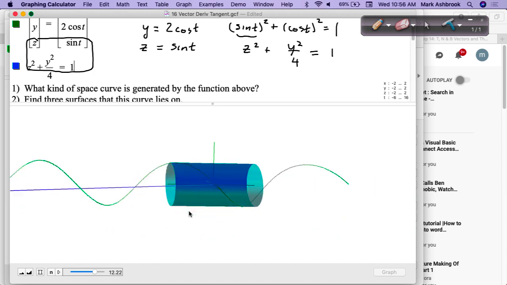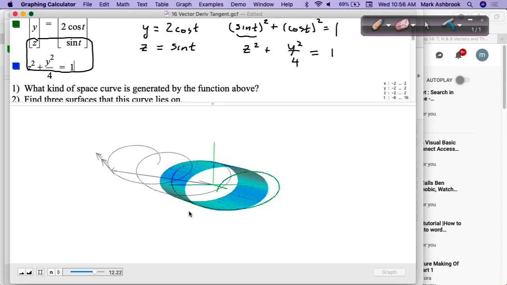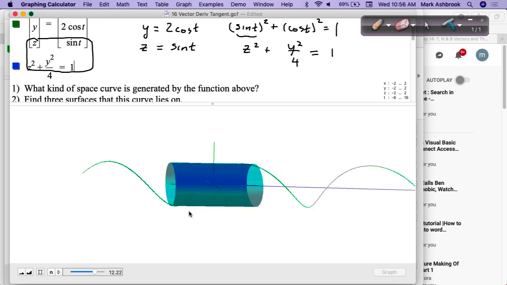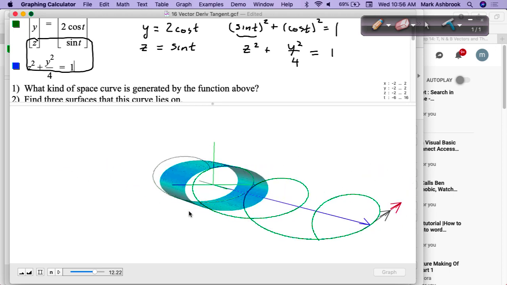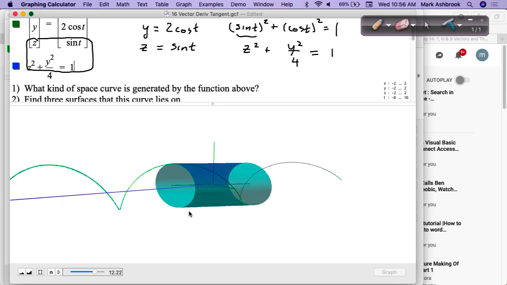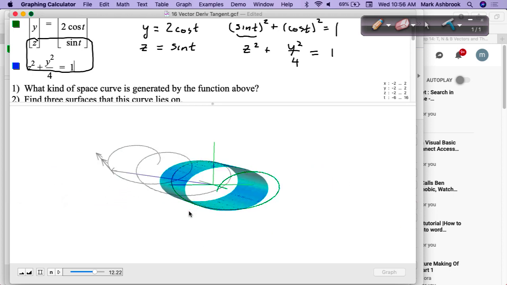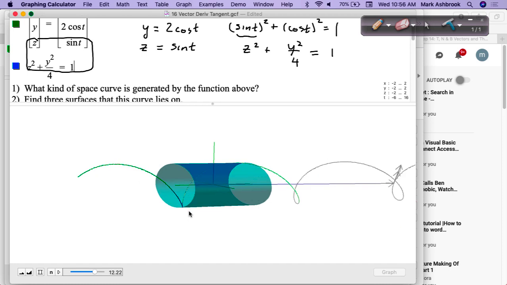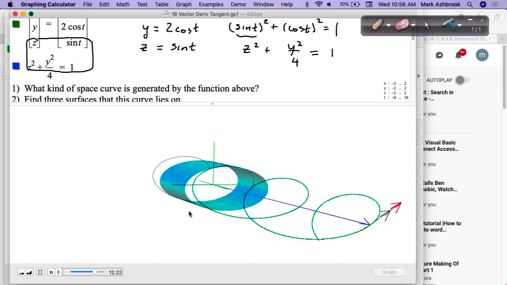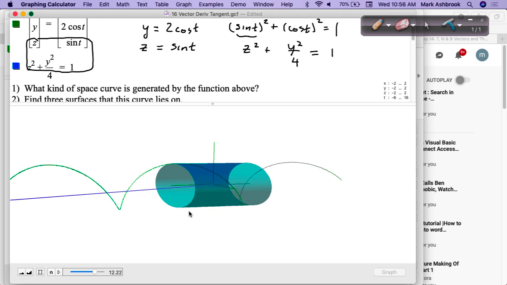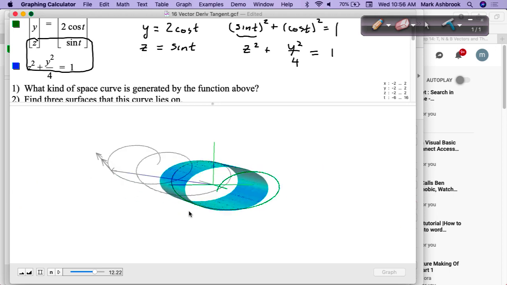Where did you get the y squared over 4? Well, what does cosine t equal? Oh, okay. Y over 2, and then it's going to be squared, right? All right, so there it is. So that would extend in the x direction, and so that spiral lives on that.